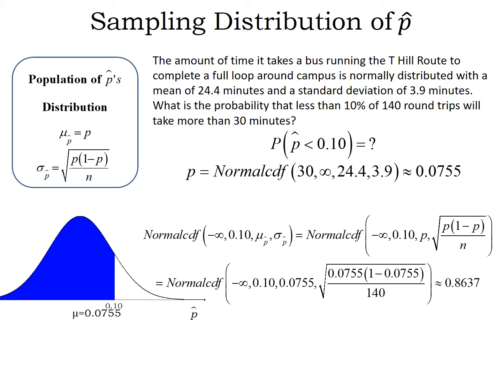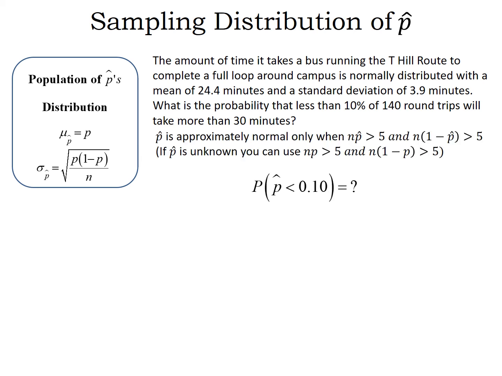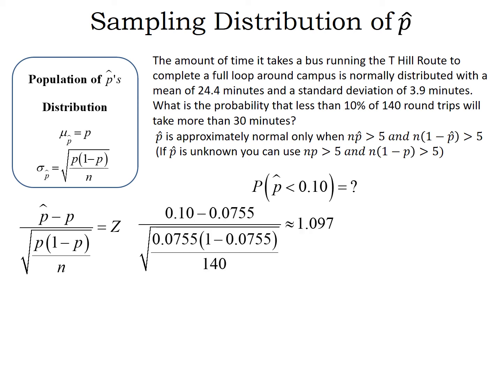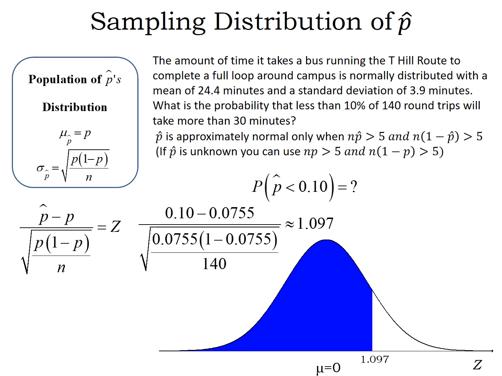Now, because P hat is approximately normally distributed, we had the option of adjusting the mean and standard deviation to fit for P hat inside the normal CDF, or we could have converted P hat to a z-score using our conversion formula over here. So I plug in 0.10 for P hat, plug in 0.0755 for all the P's, and we get the corresponding z-score of 1.097. Again, just changing units from the original P hat, 0.10, to the corresponding z-score of 1.097.